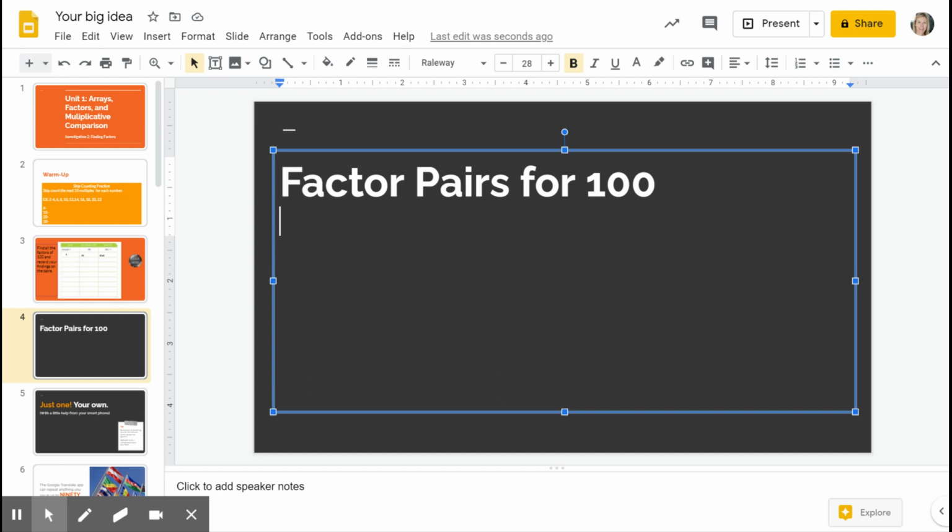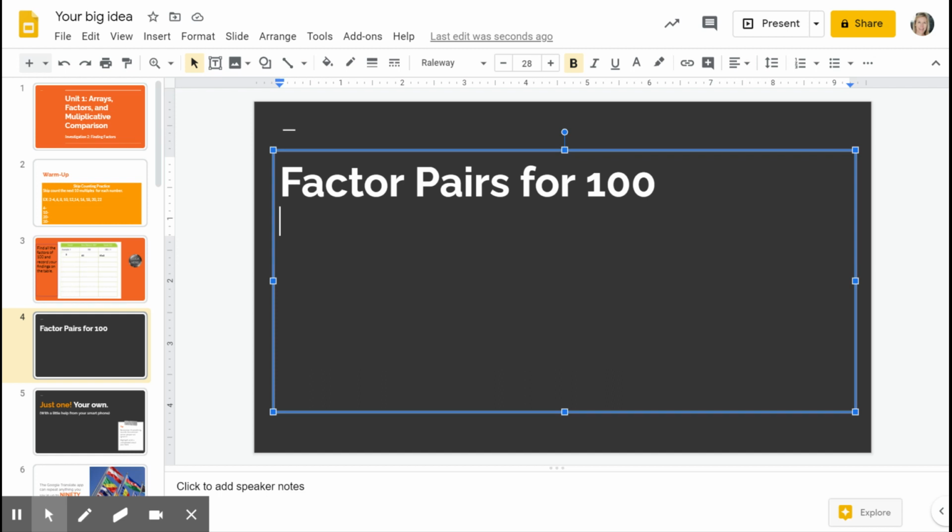Great job working on finding all of the factors of 100. Hopefully you came up with at least one strategy that helped you figure out all of those factors. Now that you're looking at the factors of 100, how do you know that you found all the factors? How did you know the numbers that you picked were actually factors for 100?